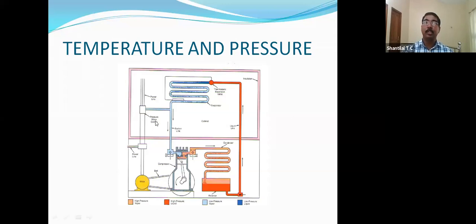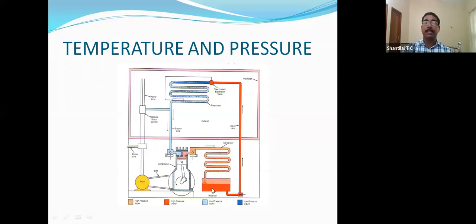Like pressure, there are two types of pressure in the system, low pressure and high pressure. The evaporator side has low pressure and the condenser has high pressure. Suppose in the condenser the pressure exceeds the limit, then we have to control or stop the system. Likewise, in the evaporator, if the low pressure falls below the limit, at that time we have to control the system. For that purpose, controllers are required in refrigeration and air conditioning systems.